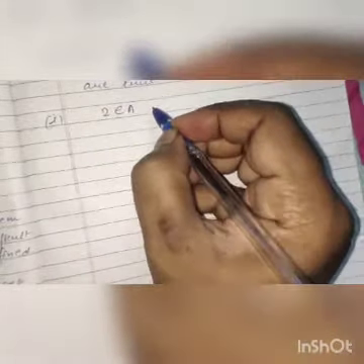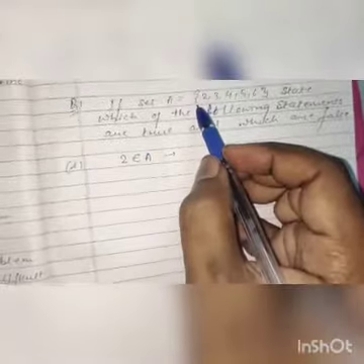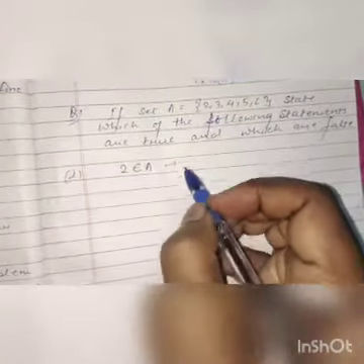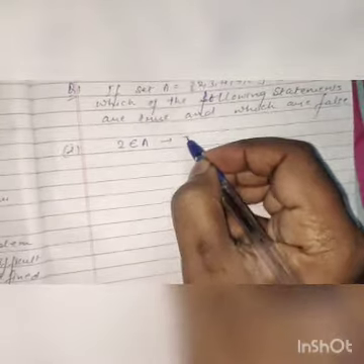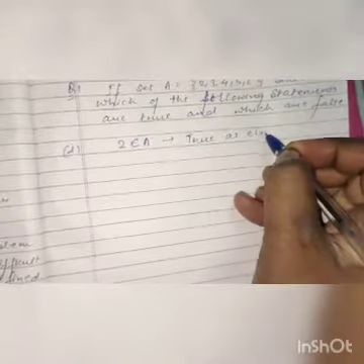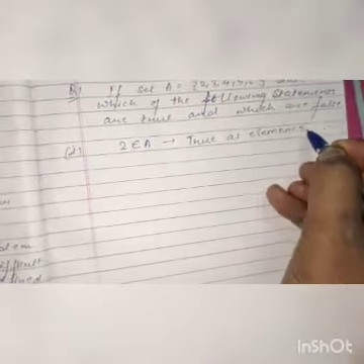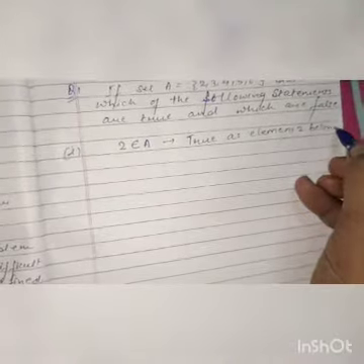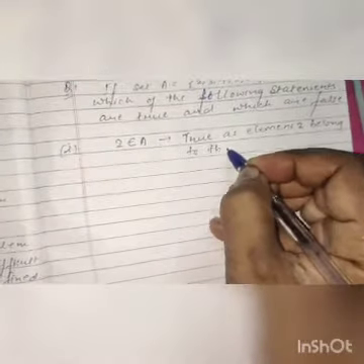Your first statement is that 2 belongs to A. This is the symbol for belonging to A. So here you can see that in set A, 2 is coming. So this is true, as element 2 belongs to the set. Clear?